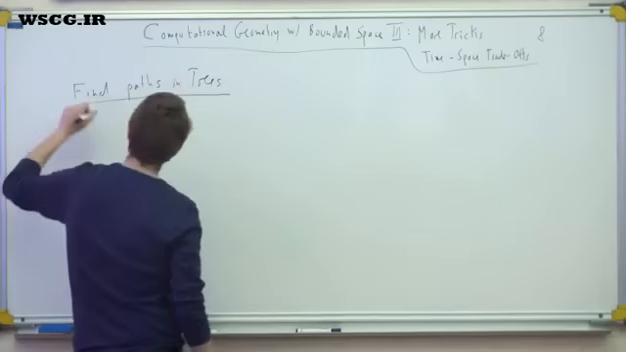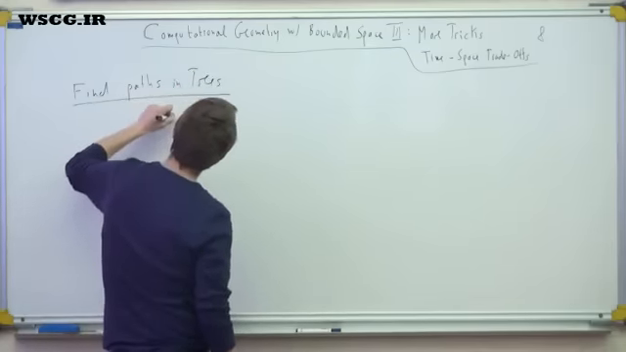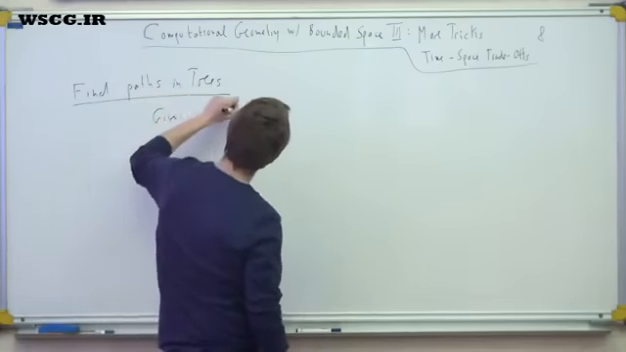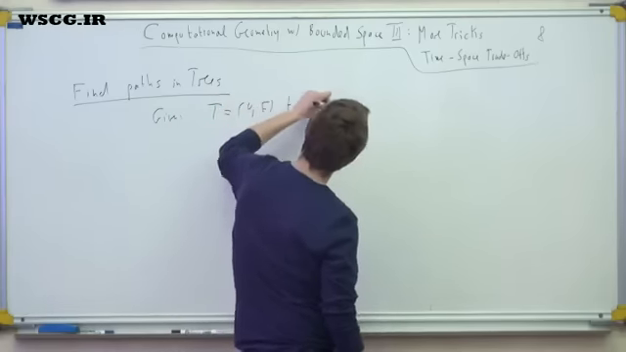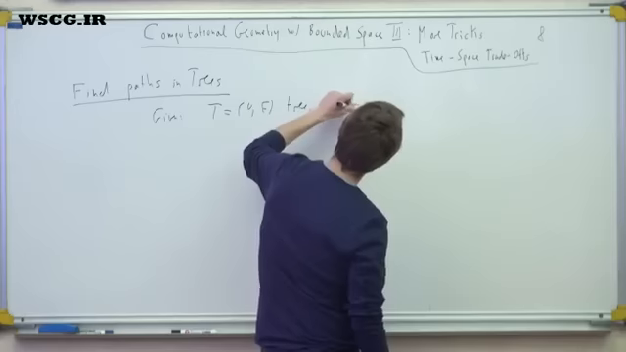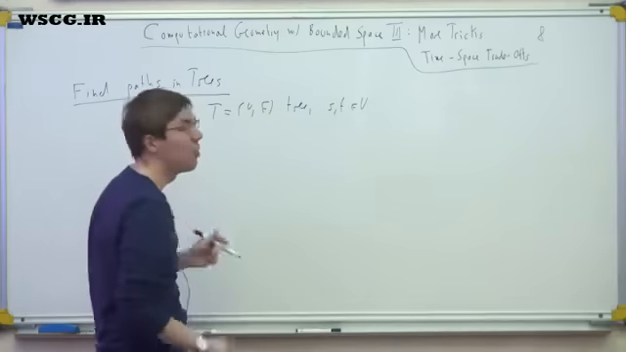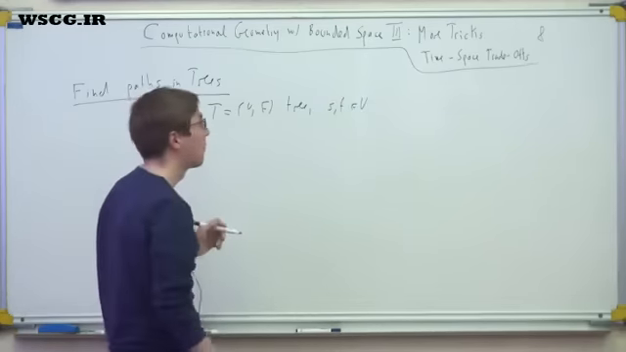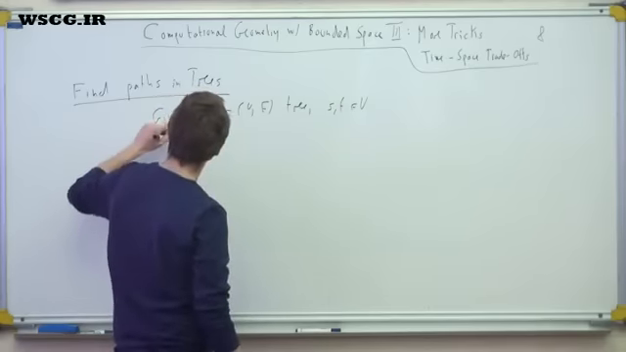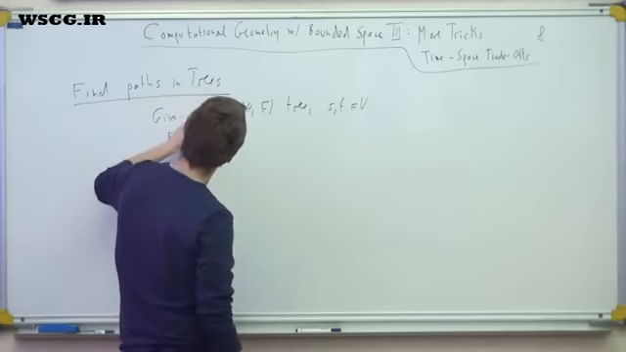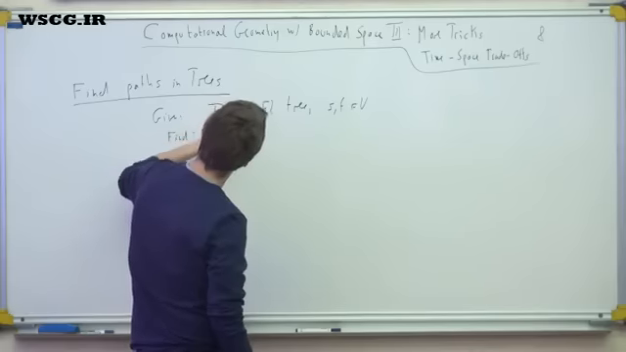What does it mean to find a path in trees? What is the input? We have some tree T. So it's a graph and it's a tree. And we have some nodes S and T in the tree. We want to find a path between these nodes, or the path between these nodes, because we know in the tree there's only one. So find the path from S to T.